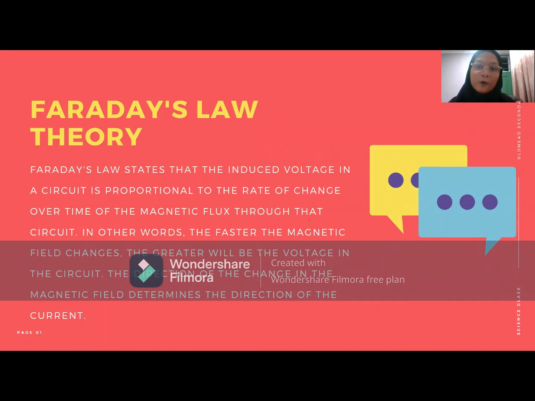What is Faraday's law? So let me tell something about this Faraday's law theory. Actually, Faraday's law states that the induced voltage in a circuit is proportional to the rate of change over time of the magnetic flux through that circuit. In other words, the faster the magnetic field changes, the greater will be the voltage in the circuit. The direction of the change in the magnetic field determines the direction of the current.